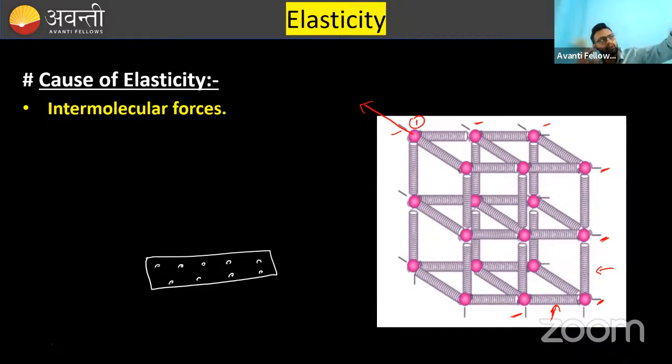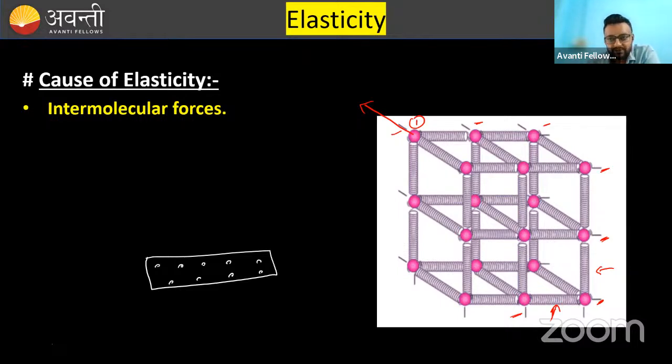If the molecule returns to its original position, then the body is known to be an elastic body. If it does not return at all, then the body is known to be a plastic body. And if it returns partially, then the body is partially elastic, which is the general case that we have studied during collisions as well.